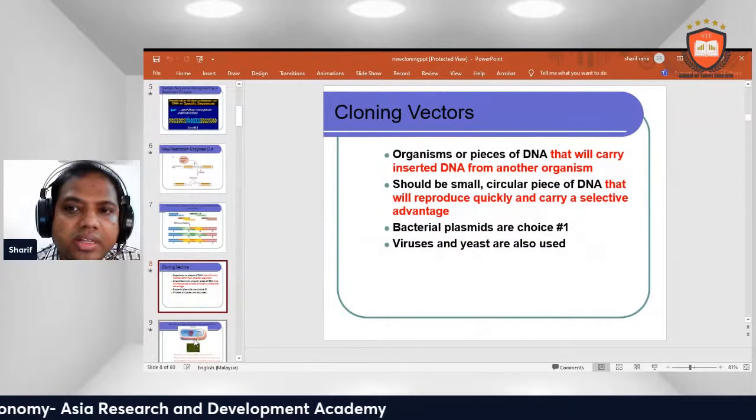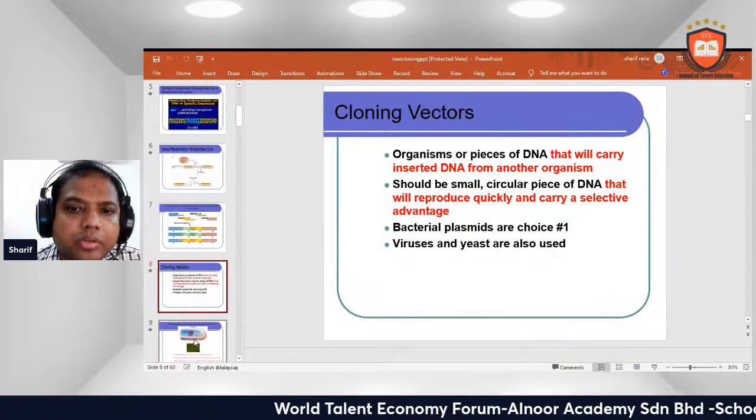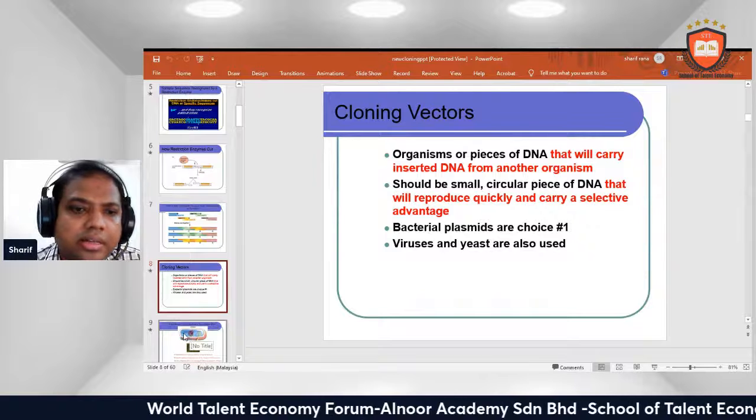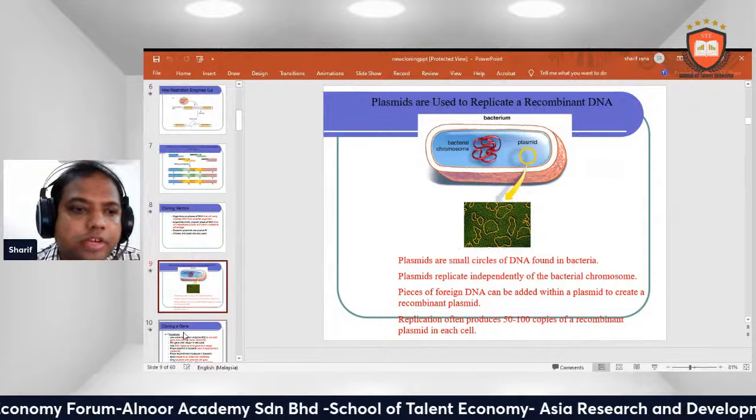The organism for the piece of DNA that will carry inserted DNA from another organism should be a small circular piece of DNA that will reproduce quickly and carry a selective advantage. Bacterial plasmids and viruses are also used as the vector. Plasmids are used to replicate and for recombination.